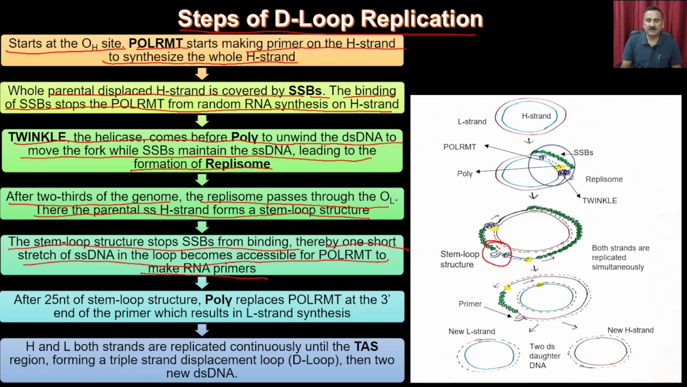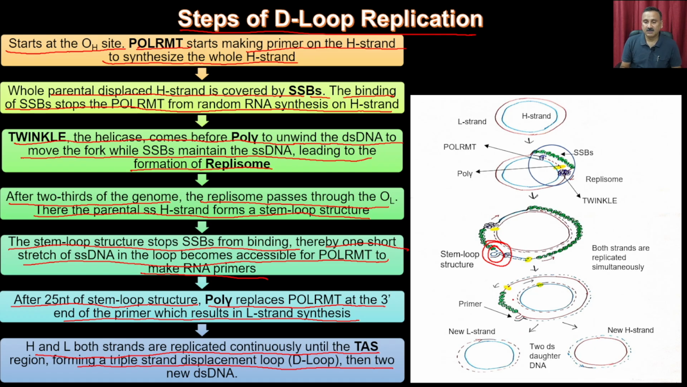Once you have this, it stops the binding of the SSBs, and on the other hand it allows pol RMT, which is an RNA polymerase, to synthesize the primer for the L strand also. Then after 25 nucleotides of the stem loop structure, polymerase gamma replaces pol RMT at the 3' end of the primer, which results in the synthesis of the L strand. H and L strands are replicated continuously until they reach the termination sequences, forming a triple strand displacement loop, the D loop, and then the two DNA strands are formed.